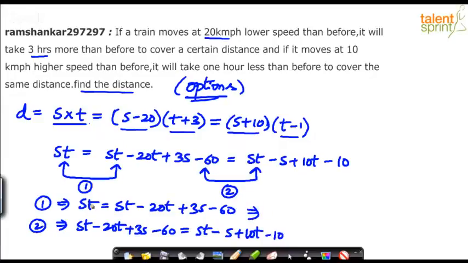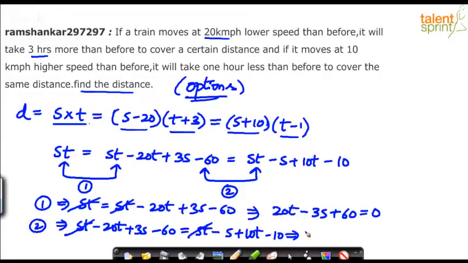So simplify this. What happens? st and st get cancelled. We will get 20t minus 3s plus 60 equals 0. Taking everything to the other side, so 20t minus 3s plus 60 equals 0. And if you cancel st here, what do we get? Let's take this to the other side, right? So 20t minus s, then 10t, sorry, that's not 19. What happens? st gets cancelled.